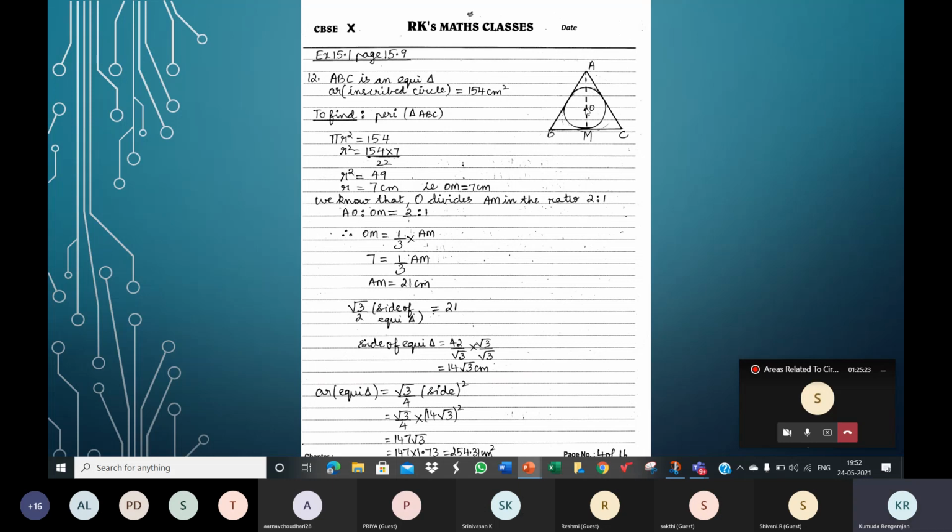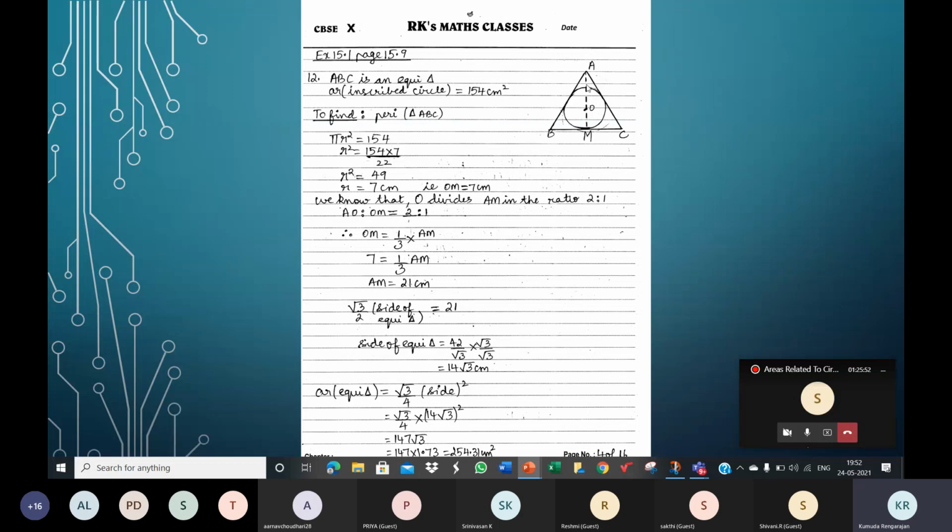So we were talking about centroid. The three medians, median from B, median from C, median from A, they'll all go through the same point, and that point is called the centroid. Altitude from A, altitude from B, altitude from C, they'll also go to the same point, and that point is called the orthocenter.